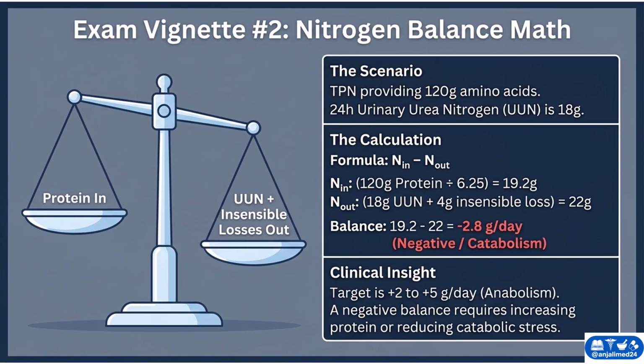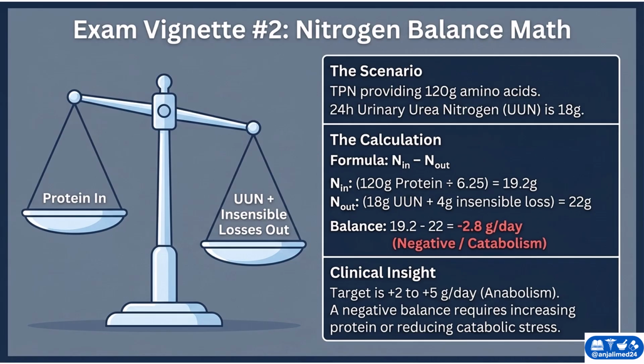Let's solve another high yield clinical case. A patient on TPN is receiving 120 grams of amino acids per day and 24-hour urinary urea nitrogen or UUN is 18 grams. To calculate the nitrogen balance, use the formula nitrogen in minus nitrogen out. Nitrogen intake equals 120 divided by 6.25, which is 19.2 grams. Nitrogen output equals 18 grams of UUN plus 4 grams of insensible losses, giving a total of 22 grams. Therefore, nitrogen balance is 19.2 minus 22, which equals negative 2.8 grams per day.